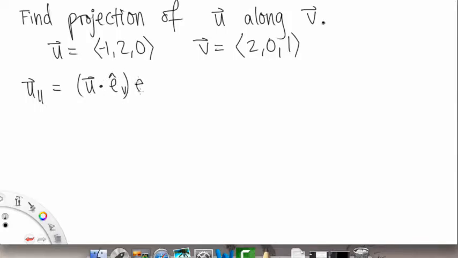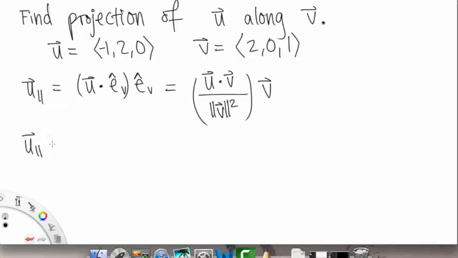v direction, times the unit vector pointing in the v direction, which turns out to be u dot v over the magnitude of v squared, and then times v again. So we're just going to plug in those vectors and the magnitude of v. u parallel is going to be equal to, u is given by -1, 2, 0, and we're going to dot that with 2, 0, 1. So that's on the top.